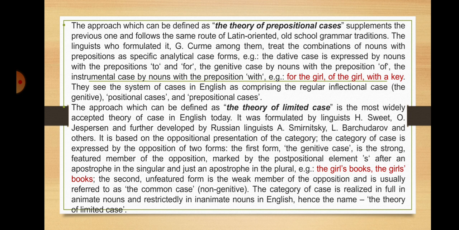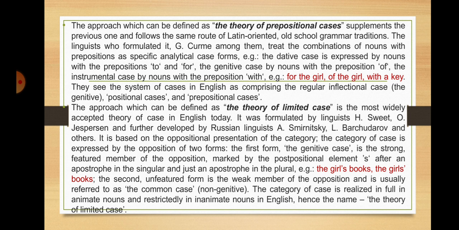The approach, which can be defined as the theory of prepositional cases, supplements the previous one and follows the same route of Latin-oriented, old-school grammar traditions. The linguists who formulated it, Kruisinga among them, treat the combinations of nouns with prepositions as specific analytical case forms. The dative case is expressed by nouns with the prepositions to and for, the genitive case by nouns with the preposition of, the instrumental case by nouns with the preposition with: for the girl, of the girl, with a key. They see the system of cases in English as comprising the regular inflectional case, the genitive, positional cases, and prepositional cases.